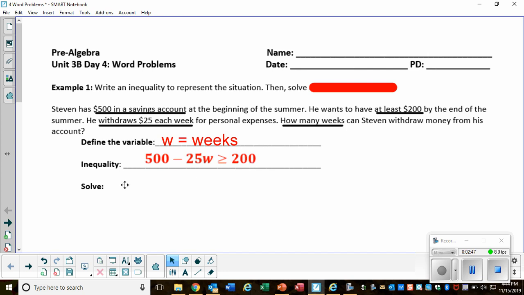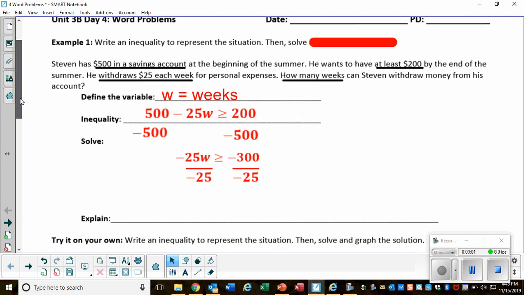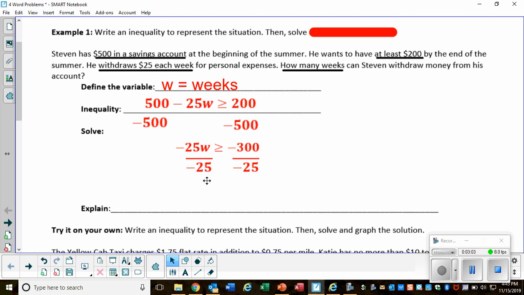Okay? So now I go ahead and solve it. I'm going to subtract 500 from both sides. So now I have negative 25W is greater than or equal to negative 300. Divide both sides by negative 25. So I have W is now less than or equal to 12. Because I divided both sides by a negative number.